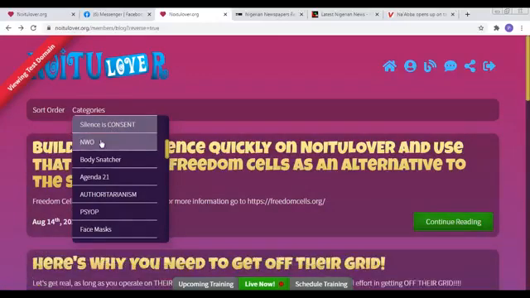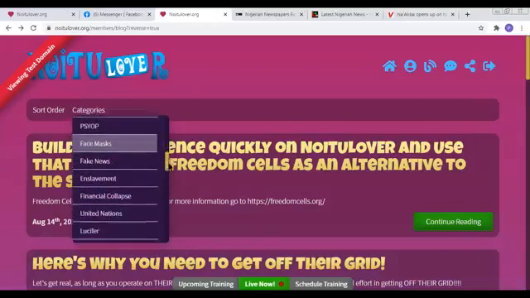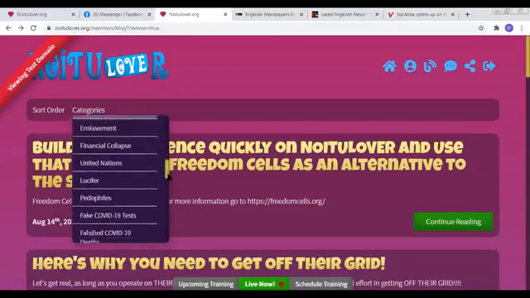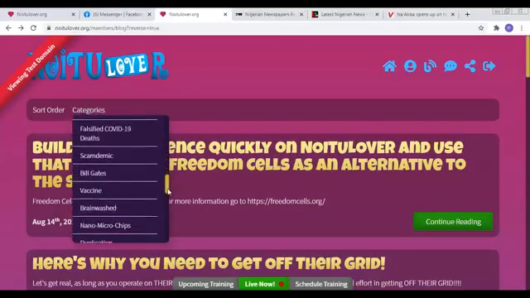What about the NWO? What about the body snatchers? The Agenda 21, the authoritarianism, the PSYOP, and then the face mask. So these are different categories of news. What about the fake news? You understand? These are different categories of the information you have on this blog post.